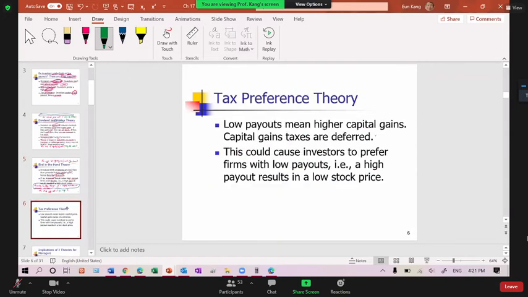And tax preference theory is such that low payouts mean higher capital gains, and capital gains taxes are deferred. So this could cause investors to prefer firms with low payouts, right? That is, a high payout results in low stock price. Since capital gains are better than dividends in terms of tax, right? Capital gains can be deferred, and the capital gains tax rate can be lower than the dividend tax rate. So investors prefer firms with low payout. So high payout results in low stock price. So again, same thing.